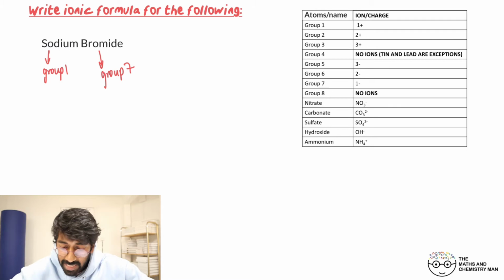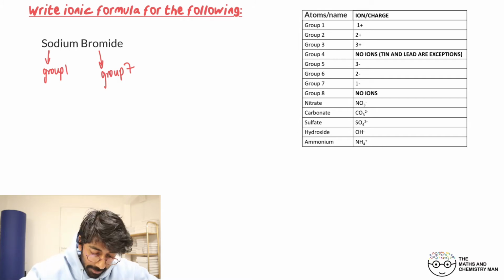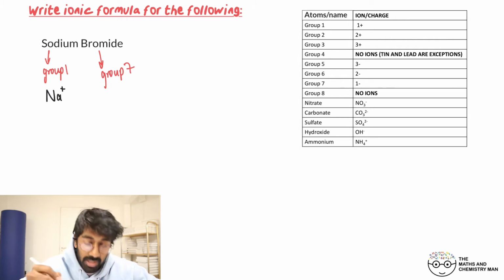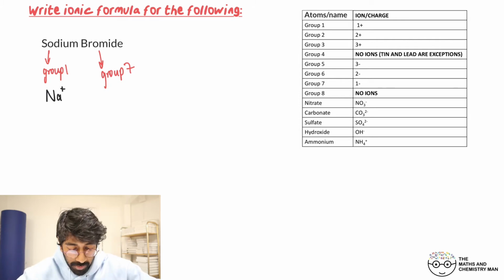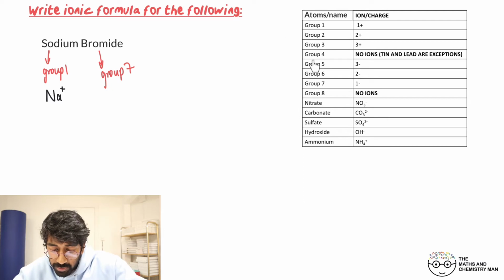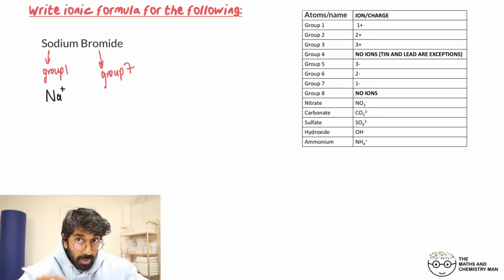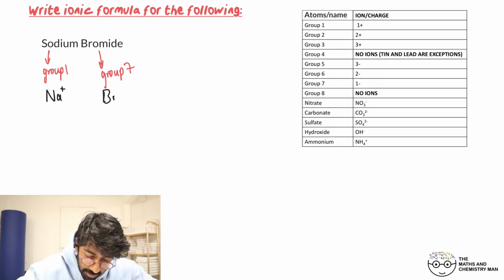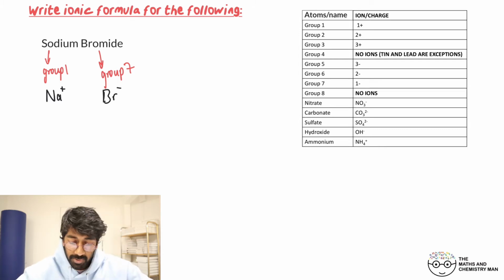So now I've put in this handy table for us to have a look at here, right? Anything in group number 1 is going to form an ion which has a 1+ charge. Okay, so what does that mean? Well, that means for sodium, it's going to be Na with a plus charge. And for bromine, because it's in group number 7, if we have a look at group 7, we've got 1-. So the charge on bromine, or bromide, as we should say actually, is going to be Br with a minus charge. Okay? Now, how do we put these together?